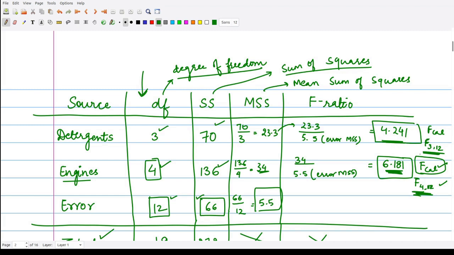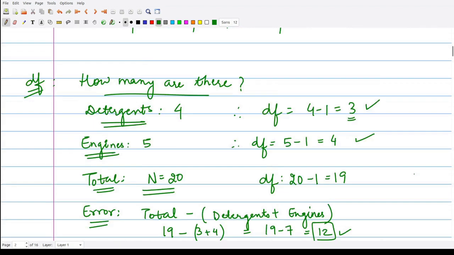Now, what is the tabulated value? That would be given to you in the question, and it is obtained by looking at these quantities. So this 3 represents the degrees of freedom for detergents, and this 12 represents the degrees of freedom for error. And for the 6.181, we will compare this with the value F 4,12. Now 4 is the degrees of freedom for engines, because this value is for engines, and 12 is the degrees of freedom for error, right? So we'll compare these two values.